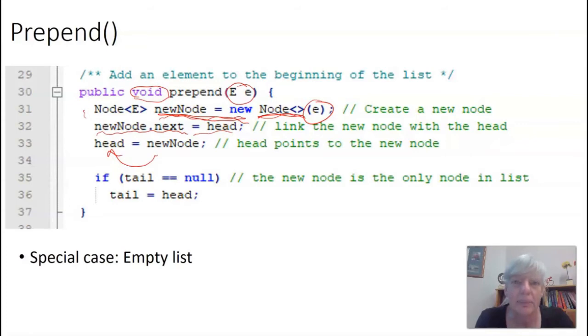Okay, now I have to check if this list wasn't empty. So if the tail is null, it means the list was empty. I have to say this list is no longer empty. Tail must now be equal to head. I could have said tail is equal to new node as well. That would have been the same because head and new node is the same if and only if the list was empty. That's not that hard, is it?